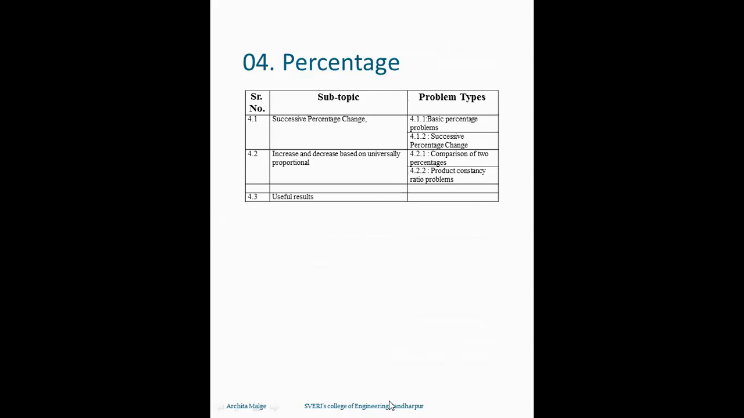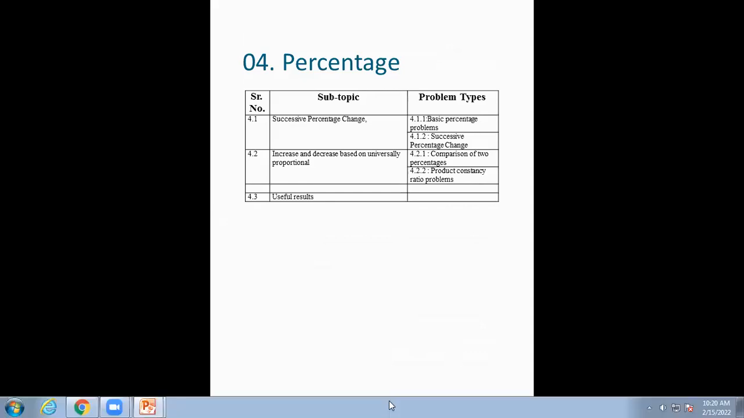So in this chapter, we are going to study successive percentage change. In that, basic percentage problems are included. Then increase and decrease based on inversely proportional. Means here comparison of two percentages, then product of constancy ratio problems, and after that we are taking useful results. So as we know, a percentage is a way of expressing a number as a fraction of 100.